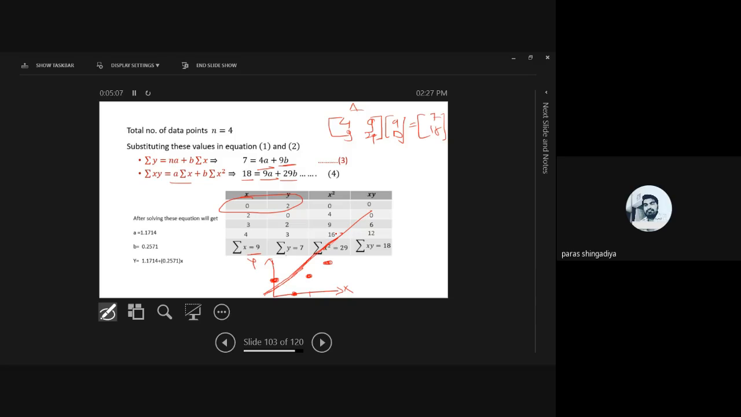Clear? No, it is not compulsory there. It is for our reference. So what we have given. Clear?